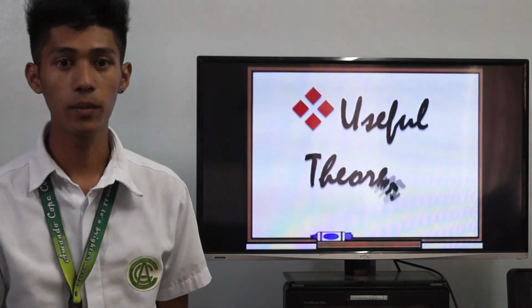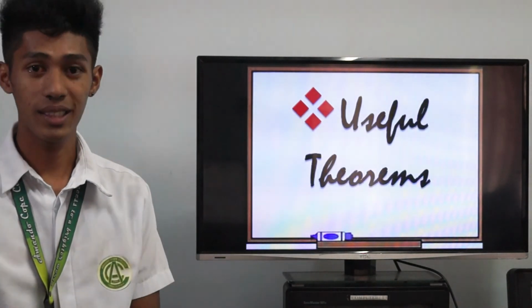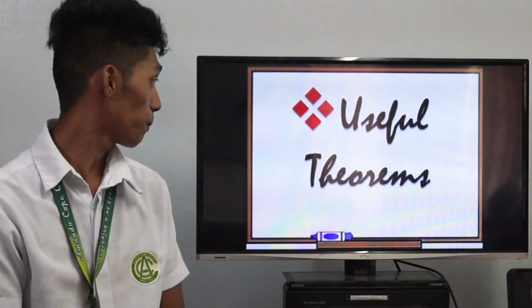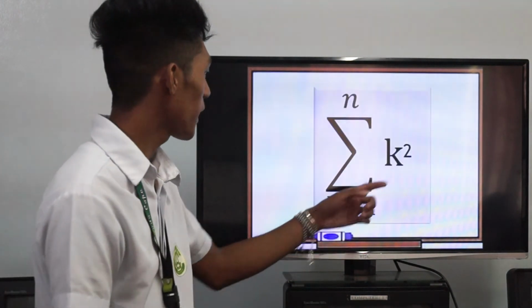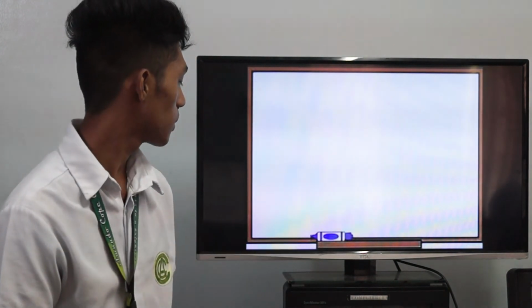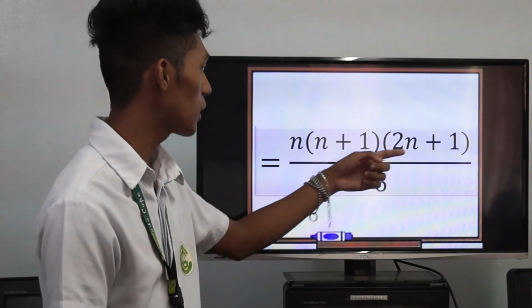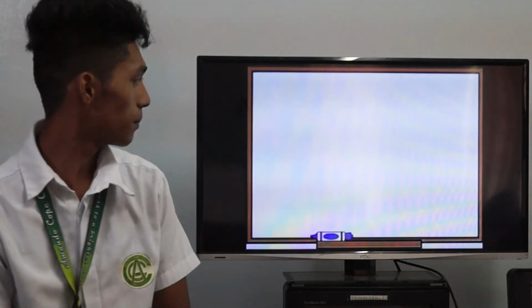The second theorem will help us to find the sum of consecutive squared numbers, and it is written in the form summation of k squared where k runs from 1 to n is equal to n times the quantity n plus 1 times the quantity 2n plus 1 all over 6.